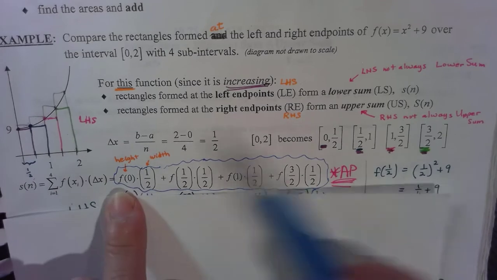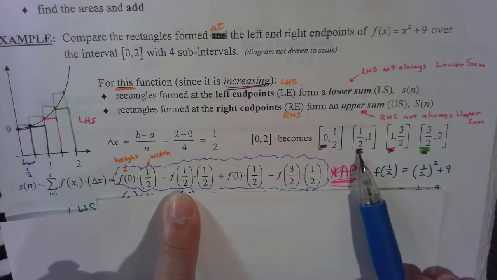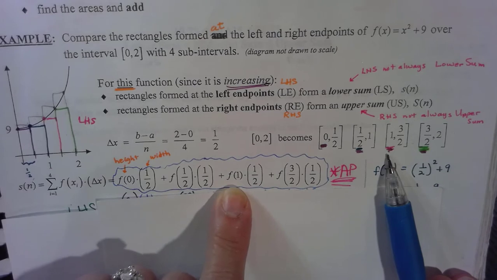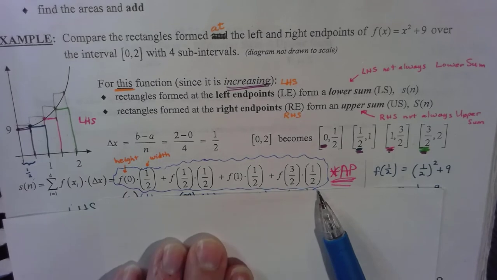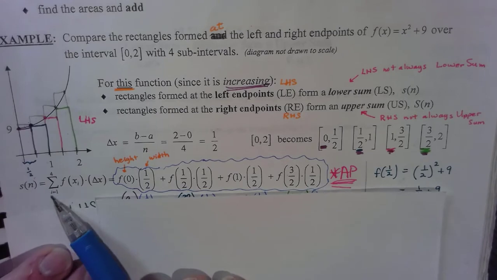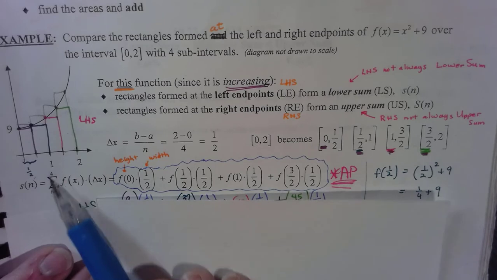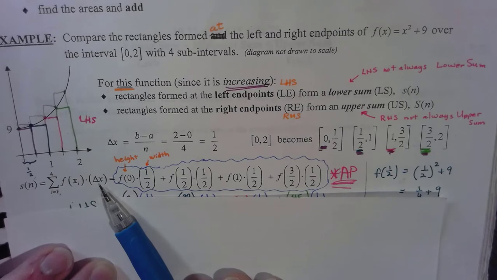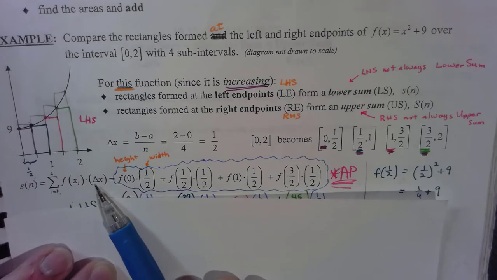So I'm going to take f of 0 times my width, which is 1/2, plus f of 1/2 times my width, which is 1/2, plus f of 1 times my width, which is 1/2, plus f of 3/2 times my width, which is 1/2. This is important in AP, showing your setup. And what did we just find? The sum from 1 to 4, 4 rectangles, my y value times the width of each rectangle. The y value is your height. The delta x is the width.